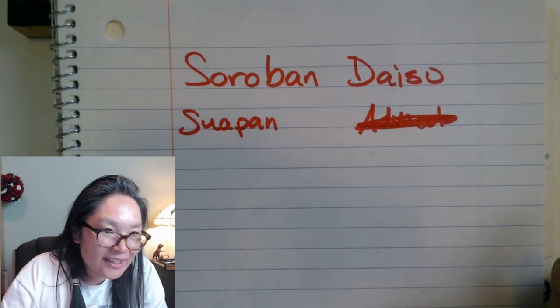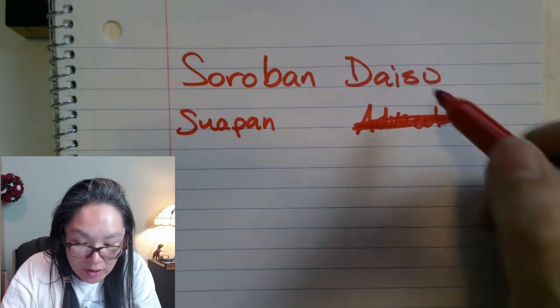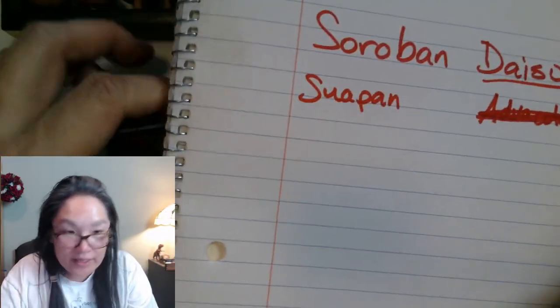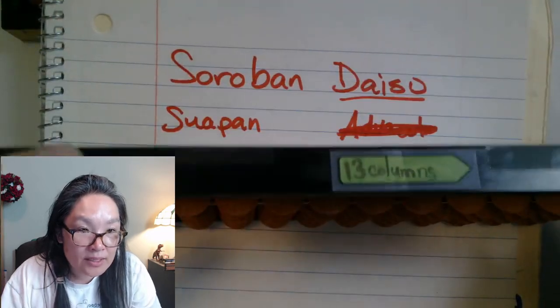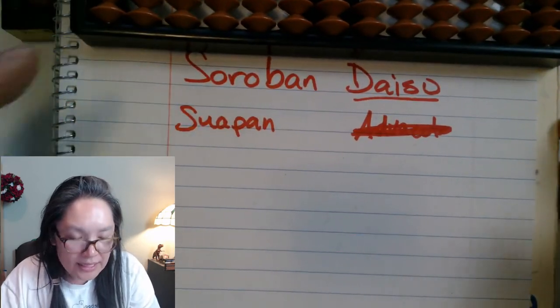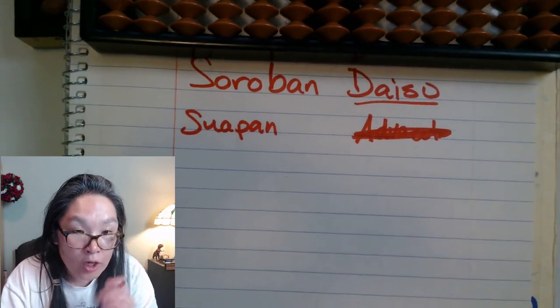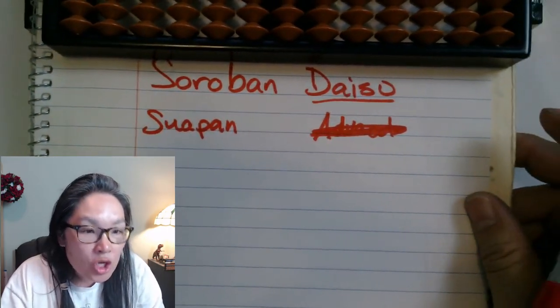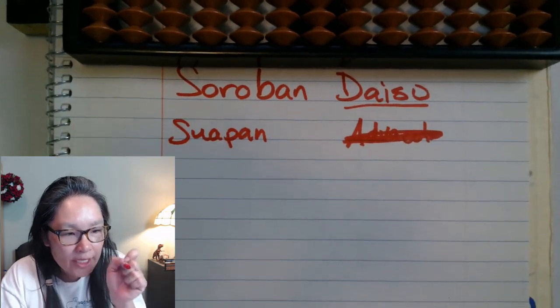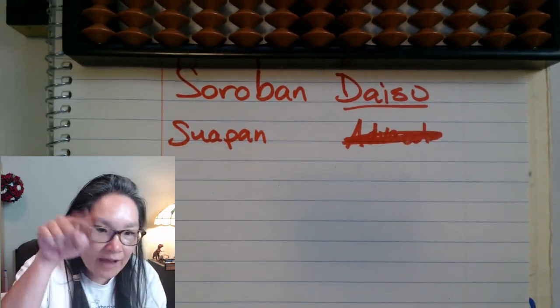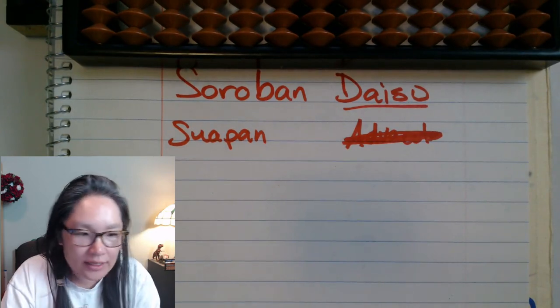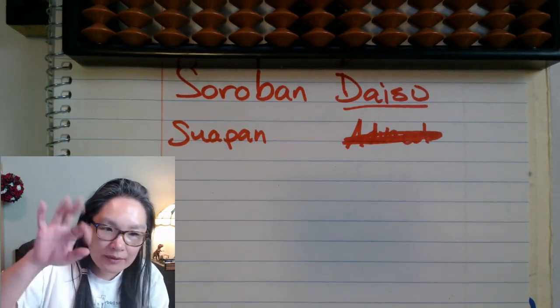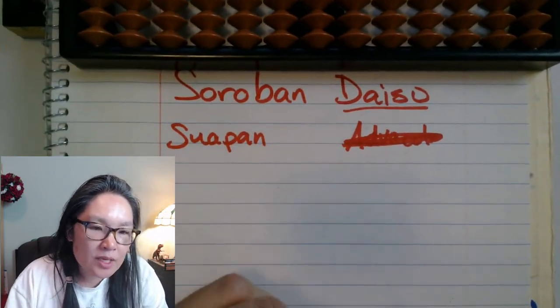Yeah, Soroban. Or you can find the 13-rod one. You can find this one at Daiso. I think somebody was able to find it for like $4. I have a Daiso near me. Yeah, you have to check around. If they don't have it by you, then ask them if they have it somewhere around. They know the inventory, right? So ask them. You could try Amazon, but it's a little bit more expensive.